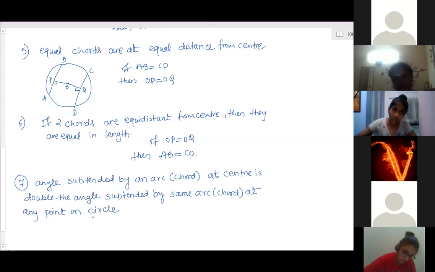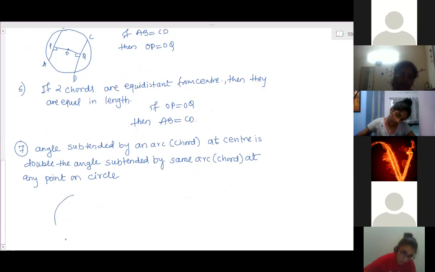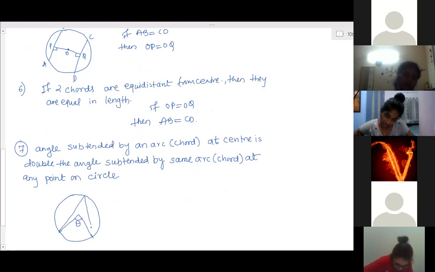Angle subtended by an arc at the center is double the angle subtended by the same arc at any point on the circle. Angle property. So this arc subtends this angle at the center, and it subtends an angle at P. Angle AOB is twice of angle APB. If this is x, this is 2x.